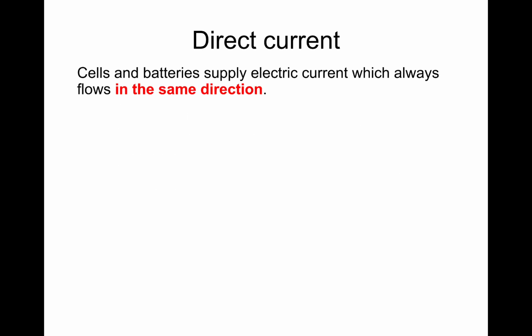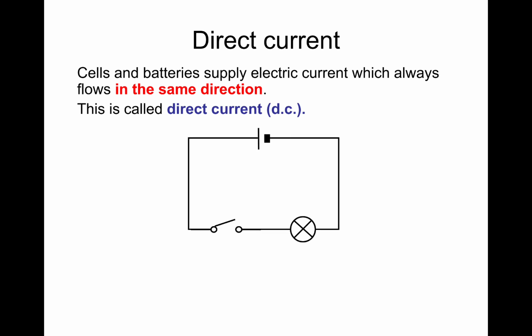So first of all, direct current. Cells and batteries supply electrical current, which always flows in the same direction, and we call it direct current, or DC. So close the switch on this very simple circuit, and the current will flow in one direction only. So direct current always flows the same way.